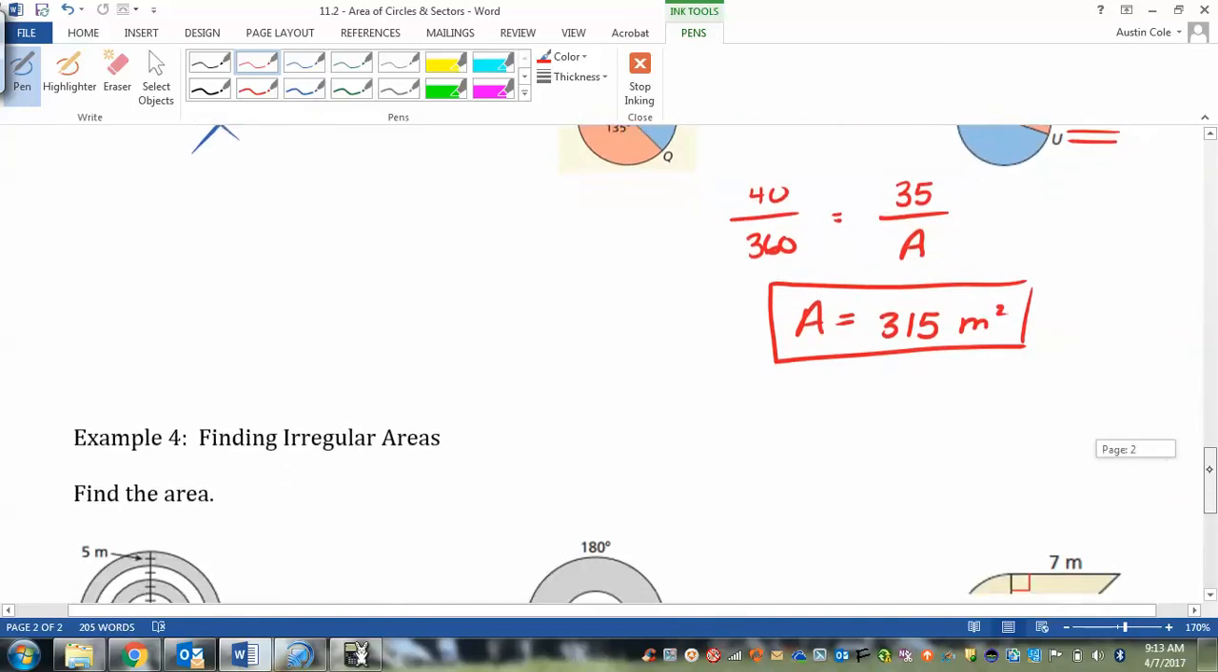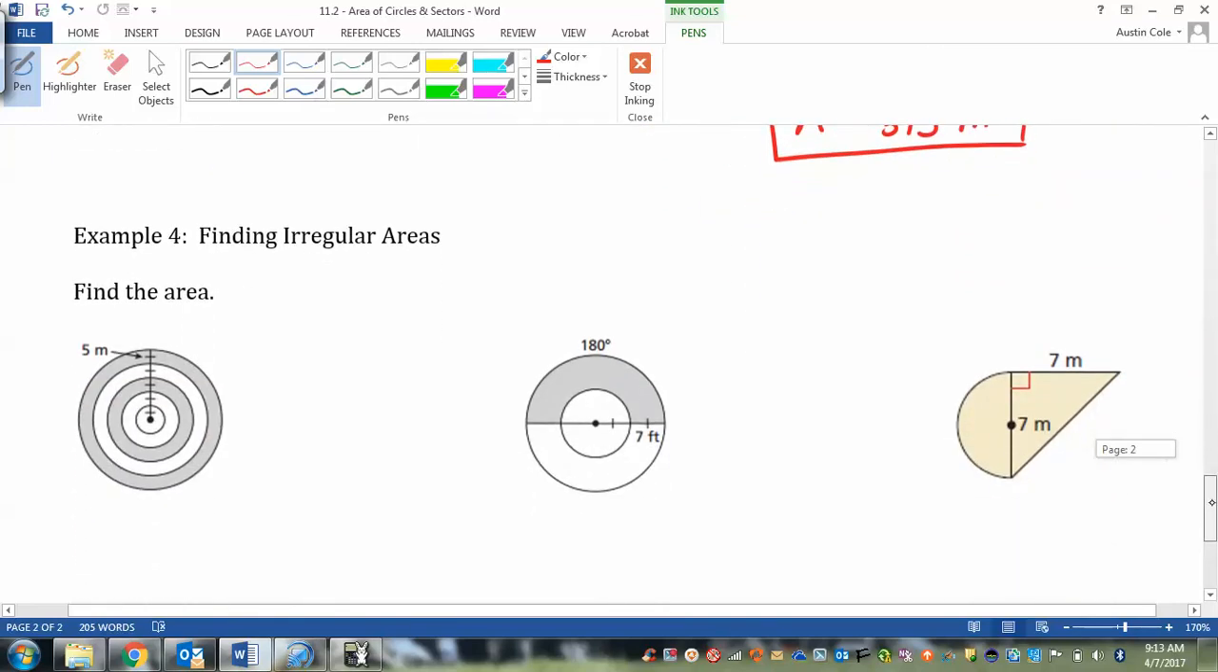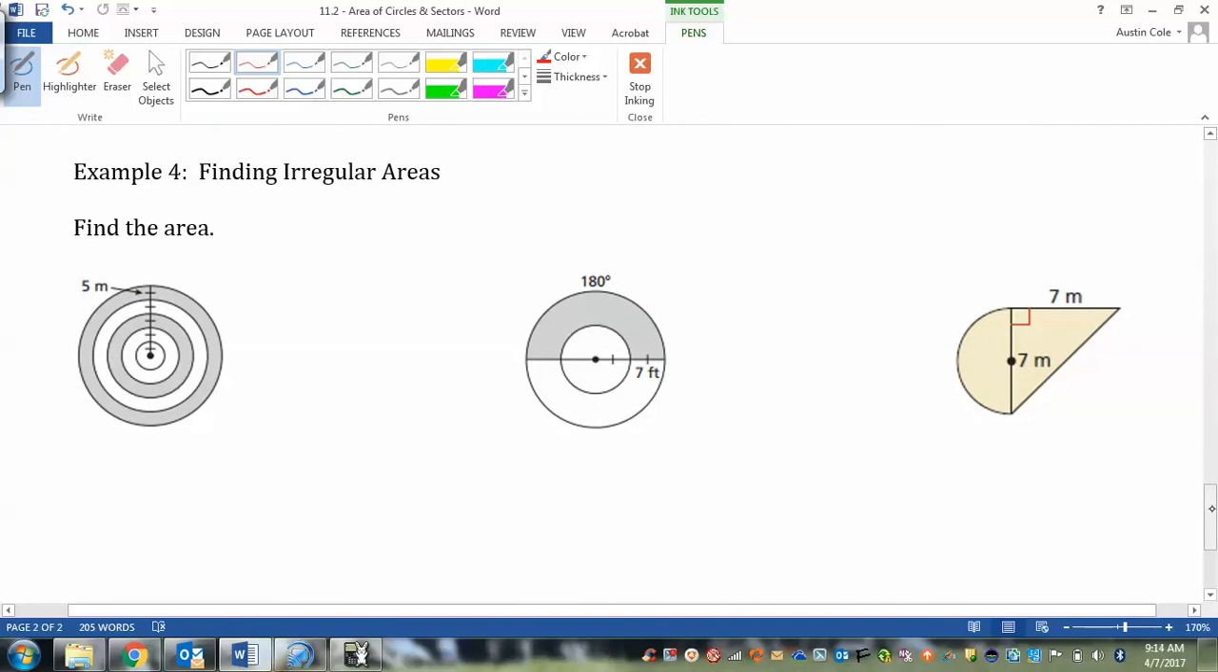Okay, now moving to the bottom. Finding irregular areas, okay? So if I look at this one, I need to find the area of the shaded region. Now I want to break this up for a second. I want to look at just this part of the circle, that part and in. You guys following me? I don't want anything outside of that red circle. I'm just focusing on that part and in.